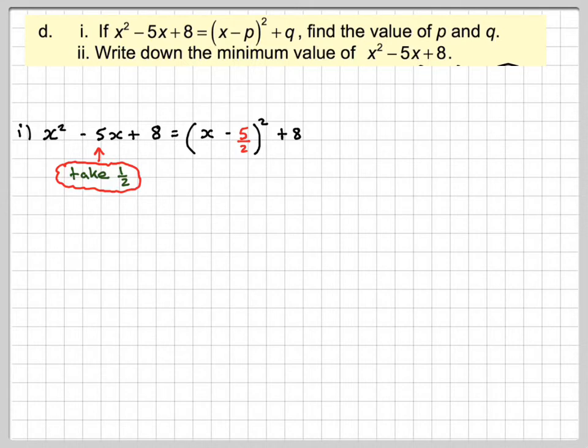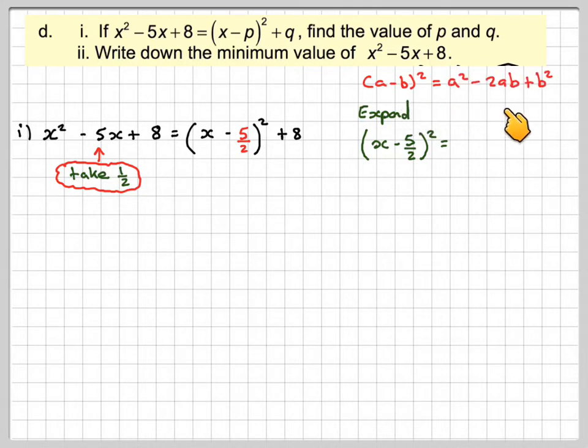Now in doing this process you've actually added in something. What you've added in is minus 5 over 2 all squared, which is 25 over 4. You could just work it out like that, or you could try to expand (x minus 5 over 2) all squared using (a minus b) squared is equal to a squared minus 2ab plus b squared. And doing this would actually check to see if you've done the right thing here.